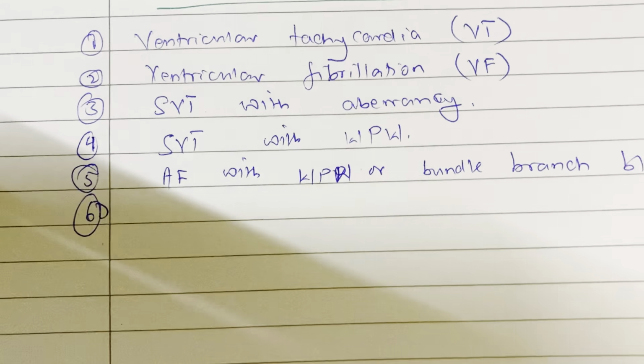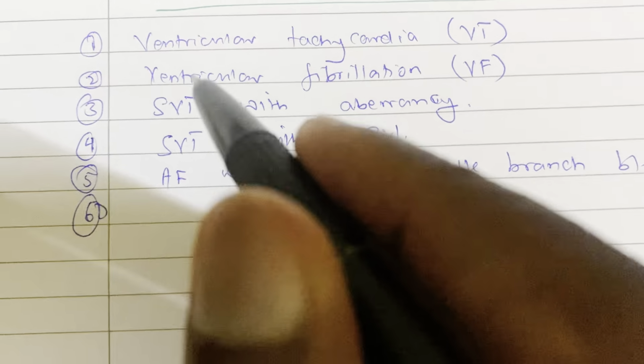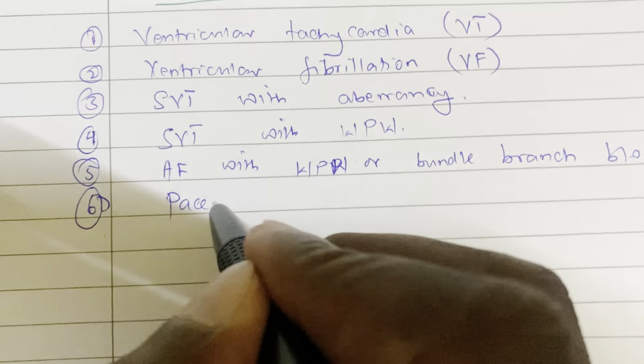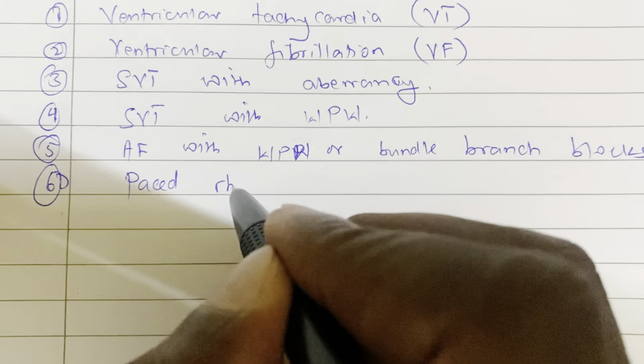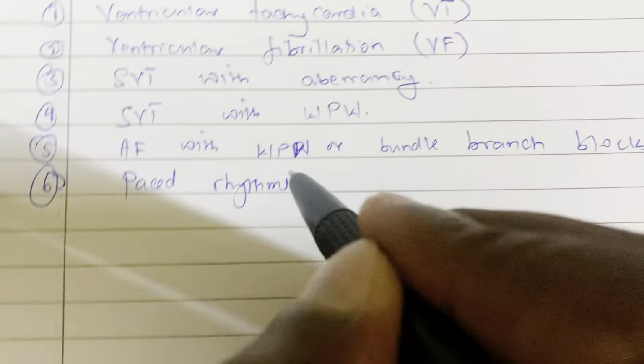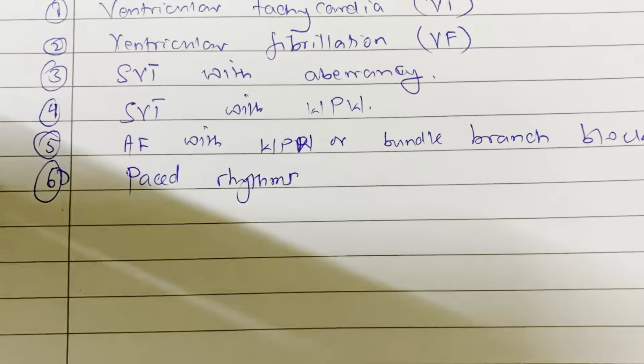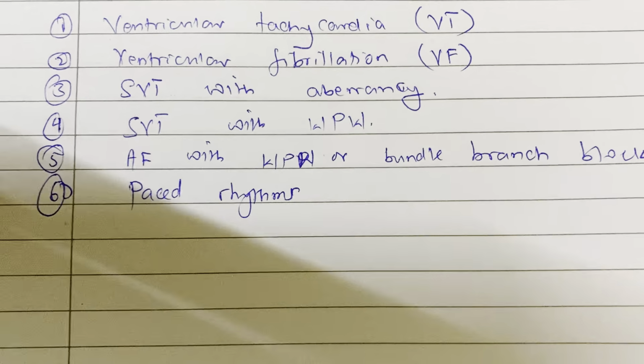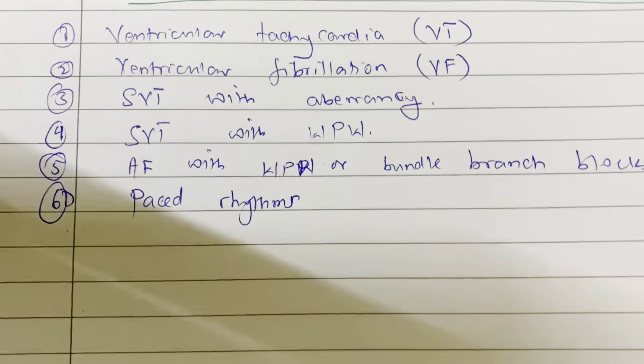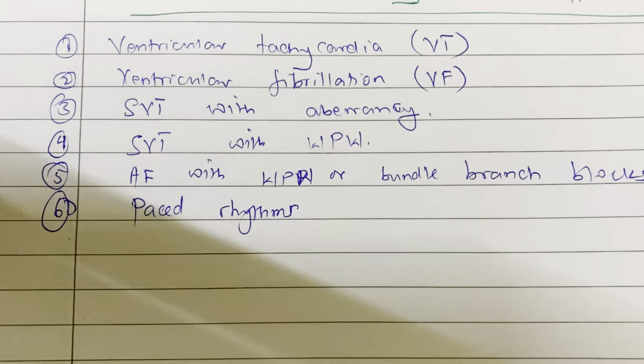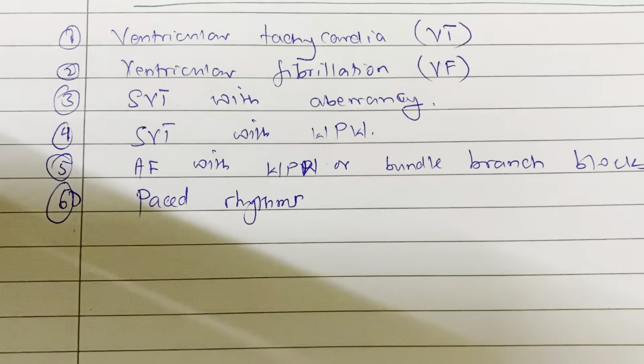6, it can produce paced rhythms. When the patient has a pacemaker, there will be a wide complex because the impulse origin is from the ventricle. The pacemaker lead is put in the ventricles, so that is already wide complex. Now if it becomes a tachycardia, then it will be a wide complex tachycardia. We leave it there, nothing much, like pacemaker mediated tachycardia.